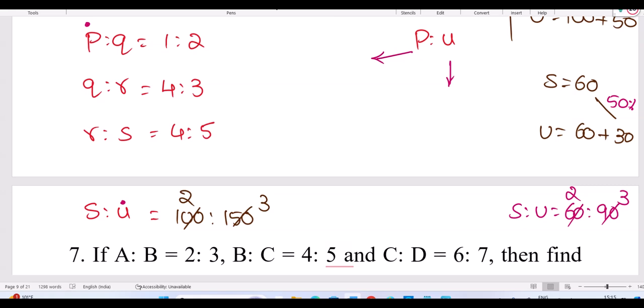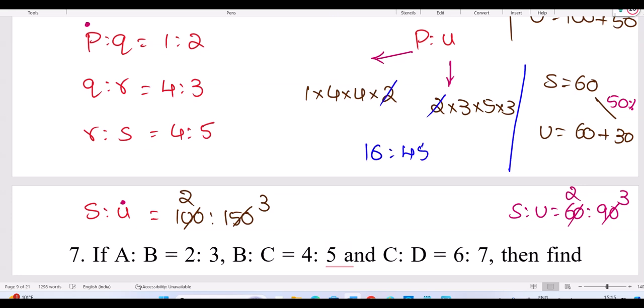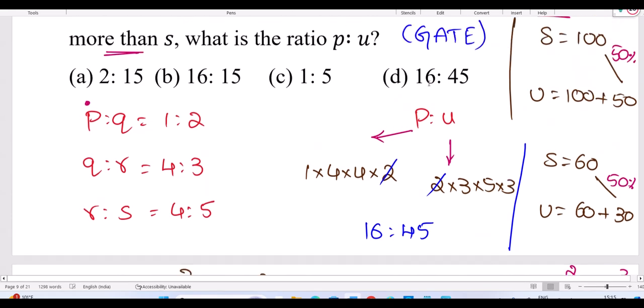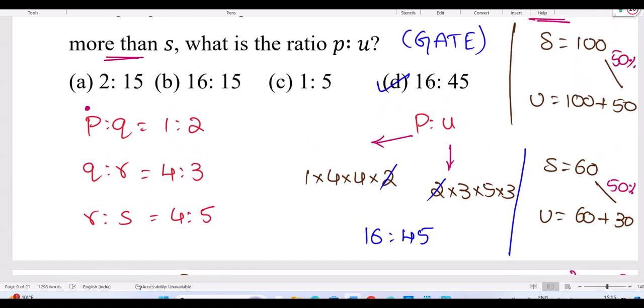Now P, first column, what is the first column? 1, 4, 4, 2. U: 2, 3, 5, 3. Now cancel the common terms. 2. What is left over? 16 and 45. That's your answer: 16 and 45. Option D is correct.